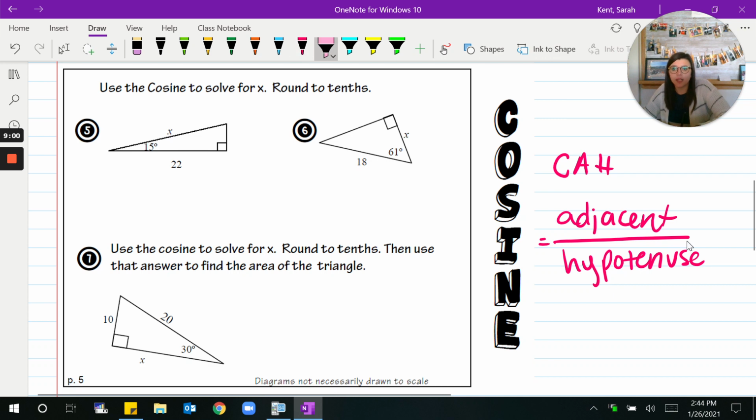All right, so number 1, here is 15 degrees. My hypotenuse is across from the right angle. So then my adjacent is right next to it. So here I can have cosine of 15 equals 22 over x, because I want adjacent. So adjacent was 22 over hypotenuse. My hypotenuse was x.